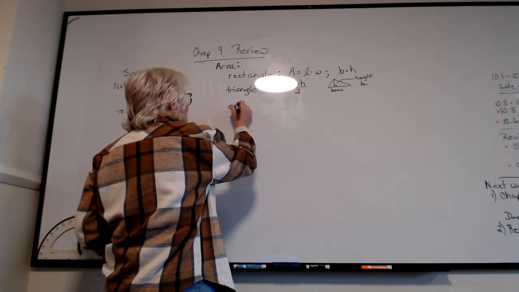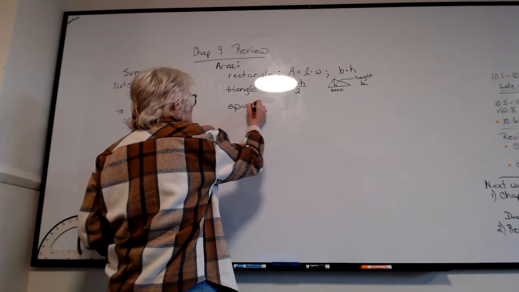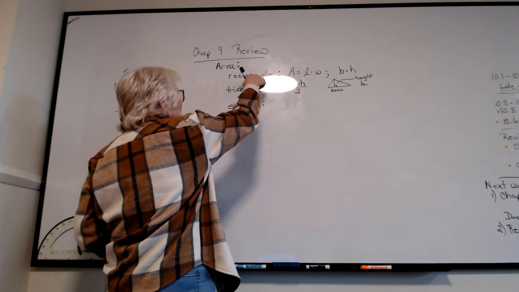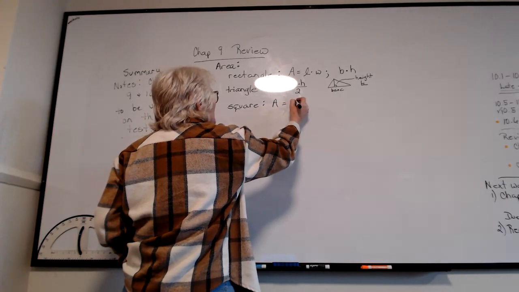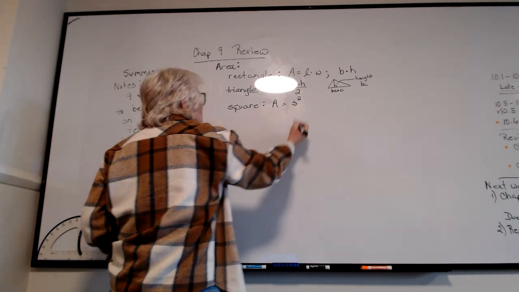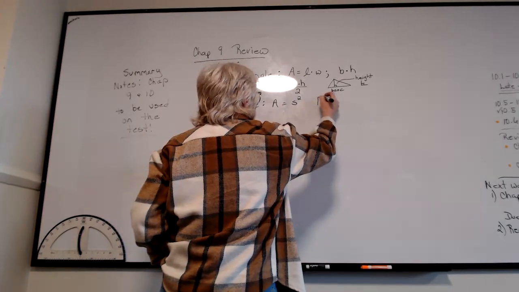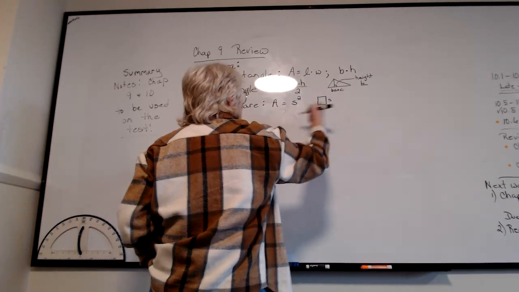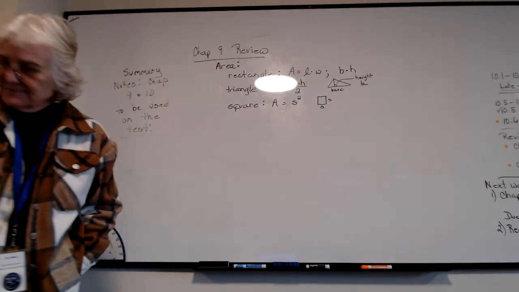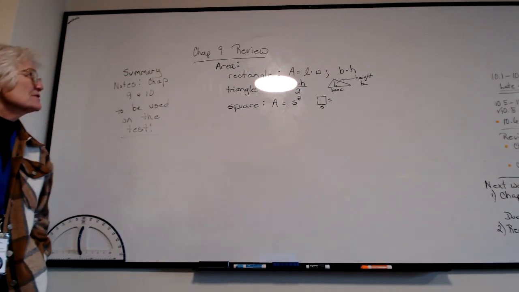For a square, you don't have to memorize this. You can use the rectangle formula, but the area is the length of the side squared. So if you have a square, it's S times S. That's why it's S squared. Okay, for a square.